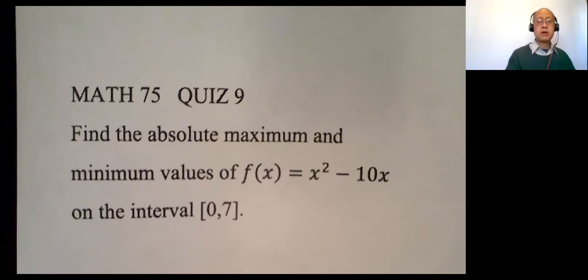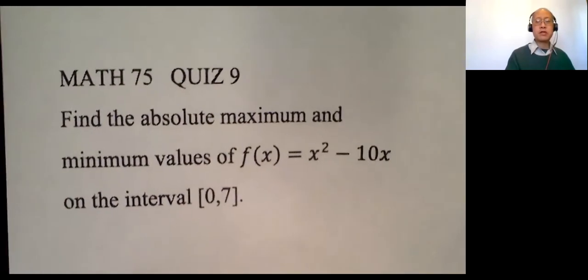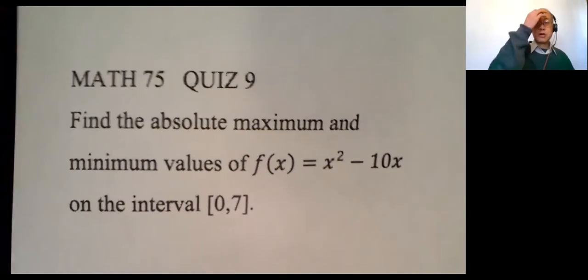All right, so quiz time. Get your cell phones out to take a picture or be ready to do a screenshot. So here we go. Find the absolute maximum and minimum values of f of x equals x squared minus 10x on the closed interval from 0 to 7.